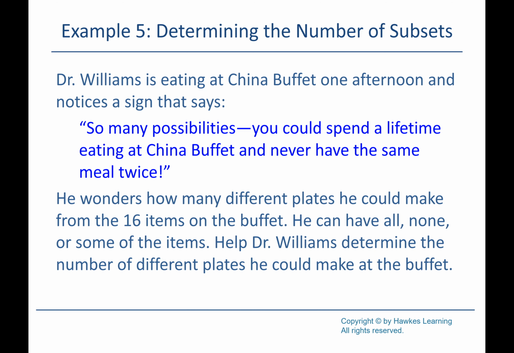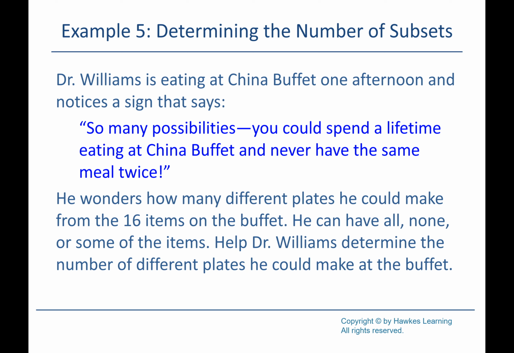Okay. So we won't have to do a calculation, it's in here, but let's just think about it. It says Dr. Williams is eating at a China buffet one afternoon and notices a sign that says, so many possibilities, you could spend a lifetime eating at China buffet and never have the same meal twice. Okay, so that's a pretty bold claim. So then he starts thinking about how many different plates he can make. It says they've got 16 items on the buffet, and he could have all, none, or some of the items. Okay, so we want to figure out how many different meals he could make.